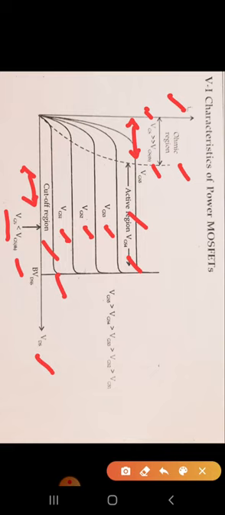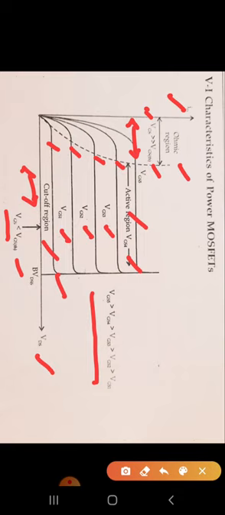It is a simple concept. When your gate to source controlling voltage is minimum, your drain current is also minimum. When the gate to source voltage increases, the drain current also increases. That's why they are shown here: VGS1, VGS2, VGS3, all up to VGS5. VGS5 is greater than VGS4, VGS4 is greater than VGS3, down to VGS1. So your drain current keeps increasing. The curves change here, initially 1, 2, 3, 4, 5 curves are coming, and when they become constant, they show a straight line.